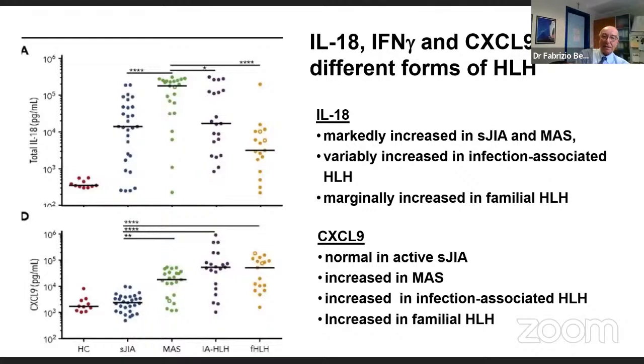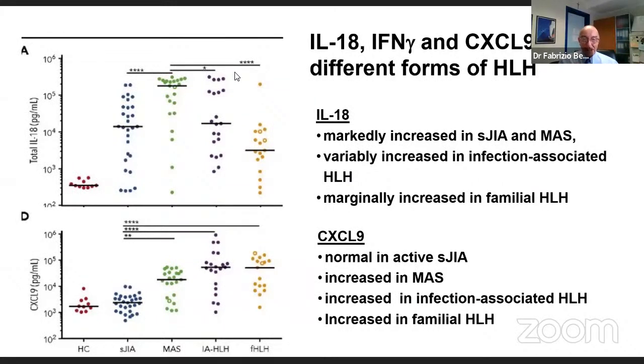So back to IL-18 and CXCL9. This is a very nice slide from a paper by Scott Canna. You'll hear him tomorrow, I think, who has measured IL-18 and CXCL9. And what you see here is a pattern. In MAS associated with SJIA, IL-18 is very high and CXCL9 is increased. In primary familial HLH, you see that IL-18 is not that high, while it is high in at least part of the infection associated HLH.